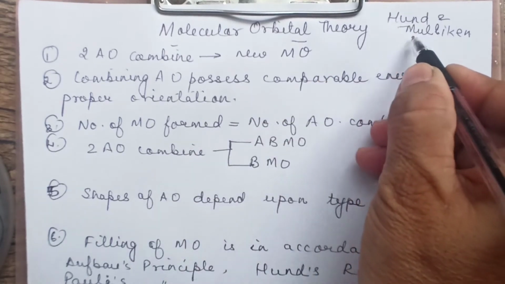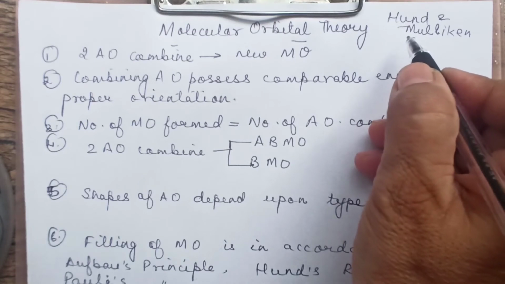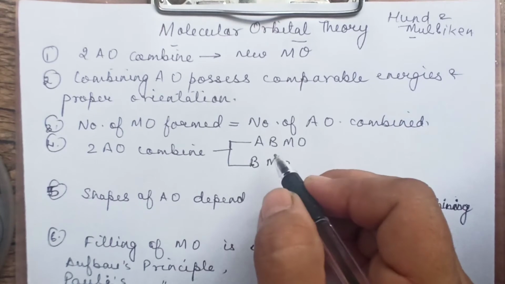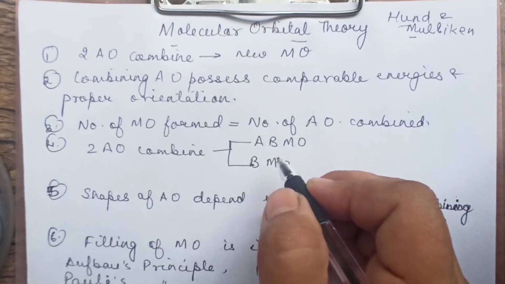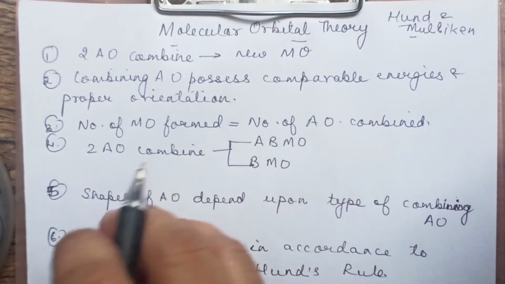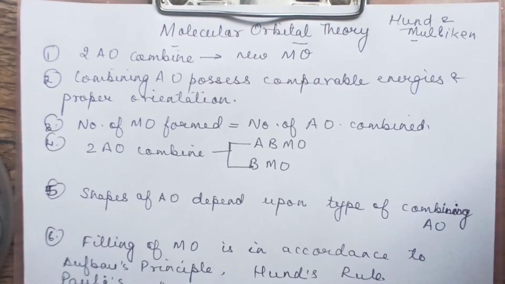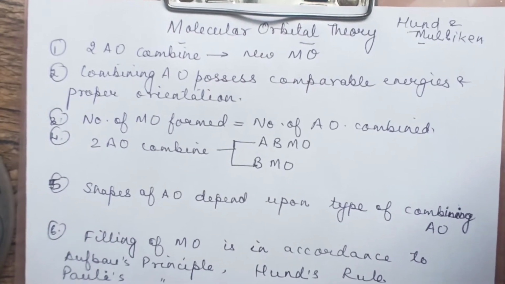This theory explains diamagnetic nature, paramagnetic nature, bond strength, and even bond order. Till now, we were not able to explain the magnetic behavior and stability aspect. How many bonds, of course, VBT was able to talk about, but the magnetic behavior and stability aspect, the other theory was not able to explain. So this theory can explain. Now first let us see what are the salient features of this theory.